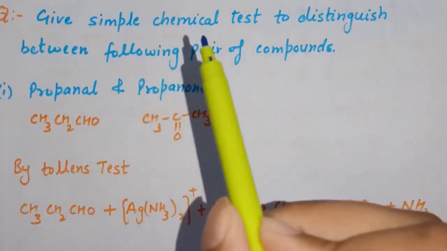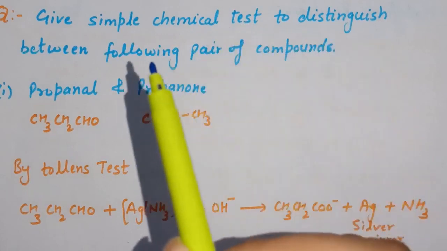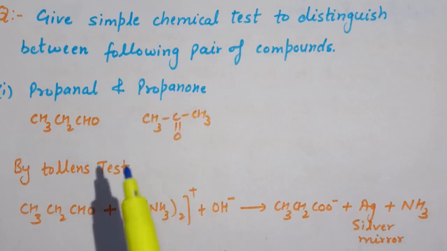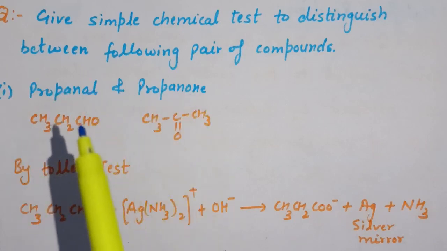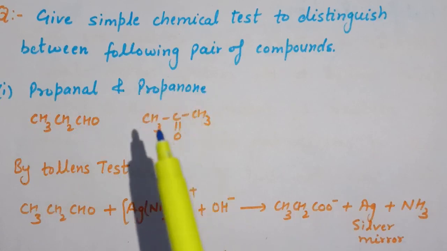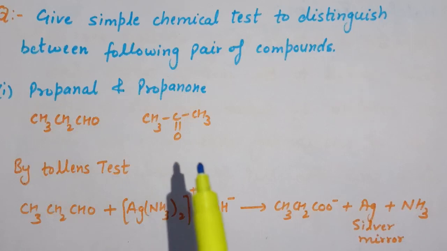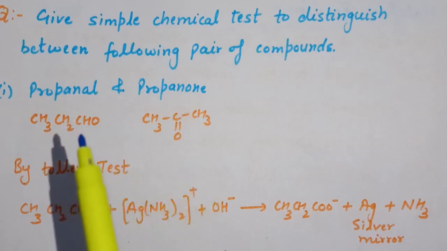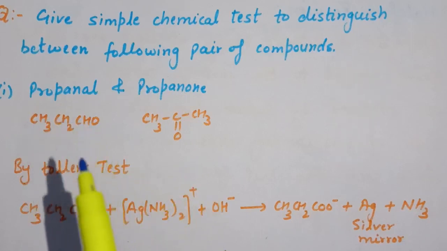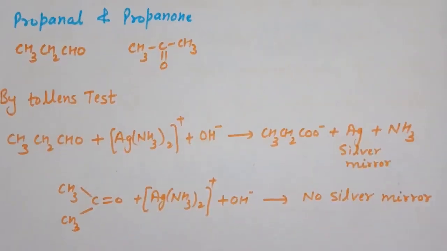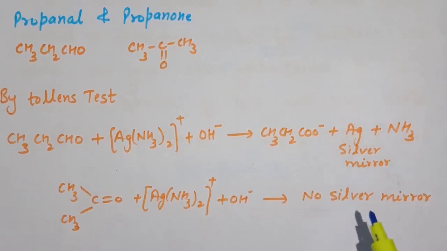First is: give a simple chemical test to distinguish between the following pairs of compounds. First is propanal and propanone. The formula for propanal is CH3CH2CHO, that is an aldehyde, and propanone is a ketone. So these two can be distinguished by the Tollens test or by the haloform test. Here propanal gives the Tollens test, whereas with propanone there is no reaction, or you can say that no silver is deposited or no silver mirror is formed in the case of ketones.